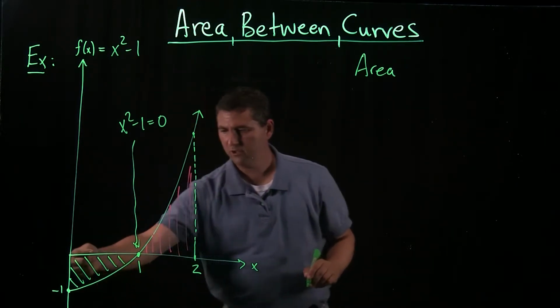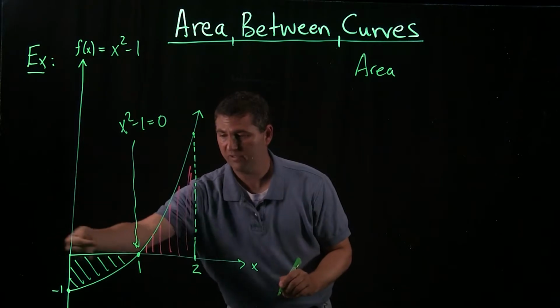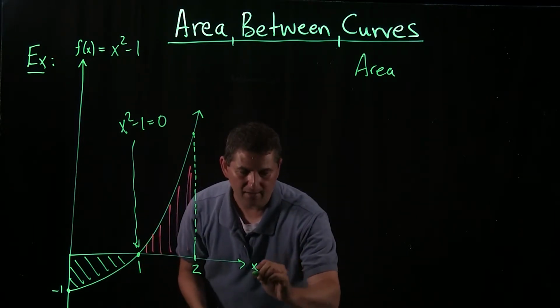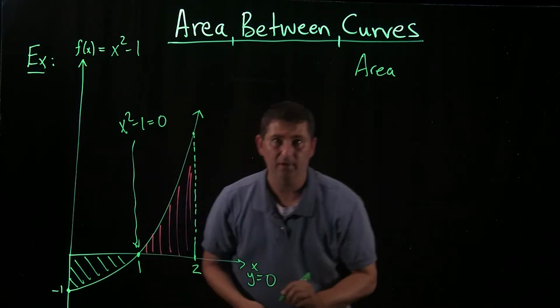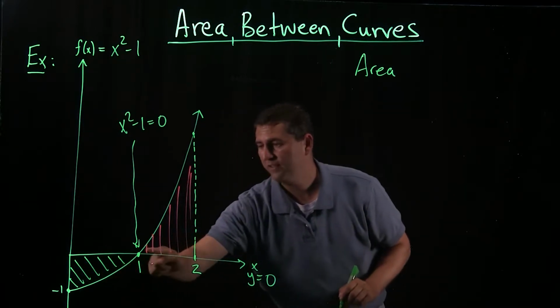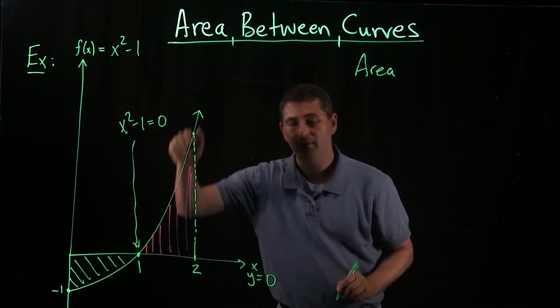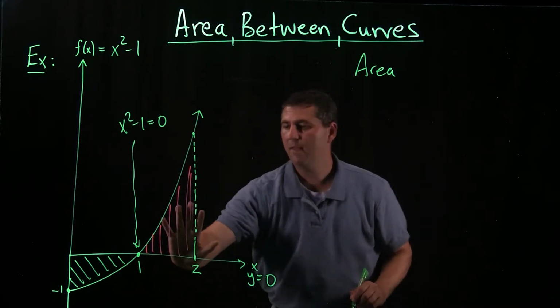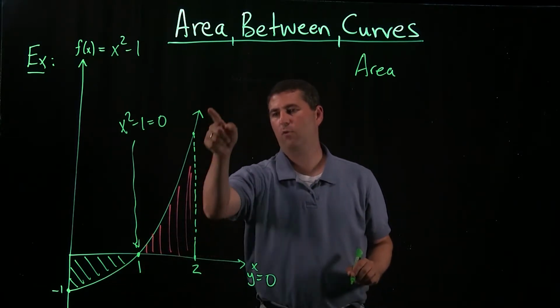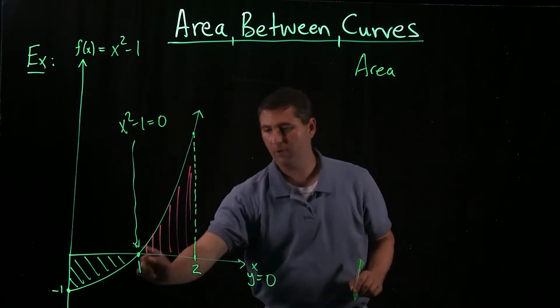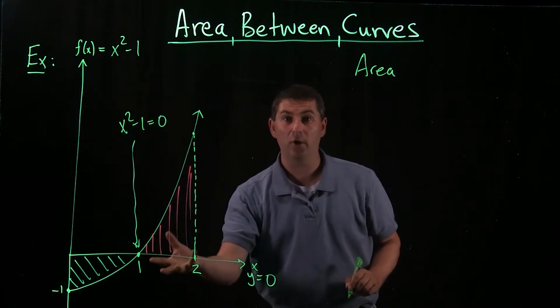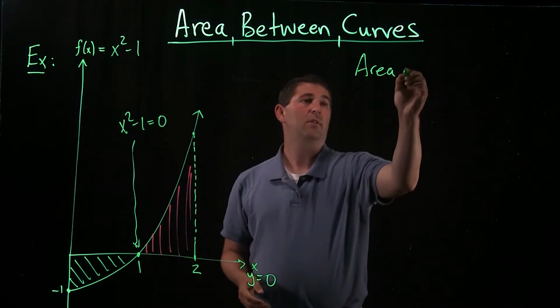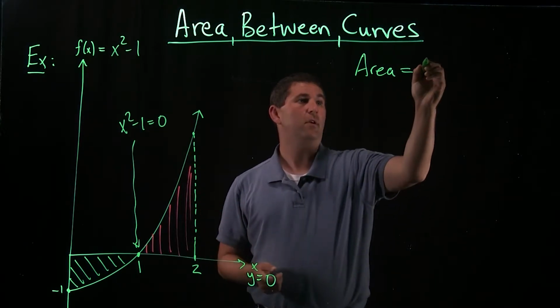In the first region, the line y equals 0. So remember, the x-axis could also be written as y equals 0. Y equals 0 is the larger function. F of x, x squared minus 1, is the smaller function. And then in the second region, it's x squared minus 1 that becomes the larger function, and y equals 0 is now the smaller function. So the area is going to be the sum of two different integrals.